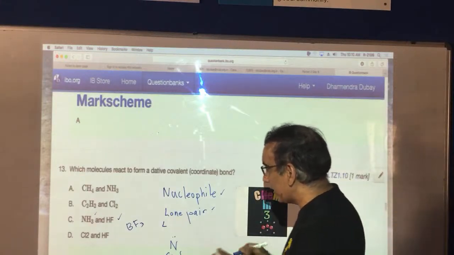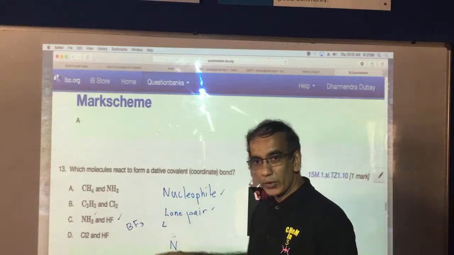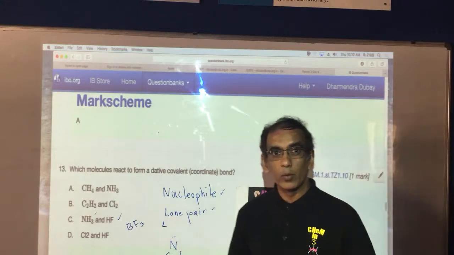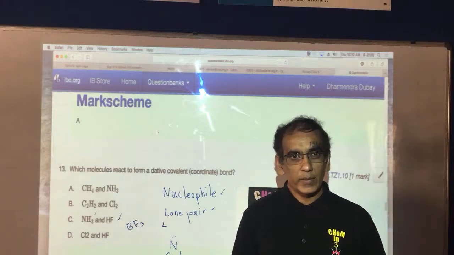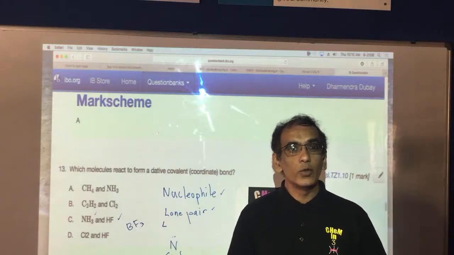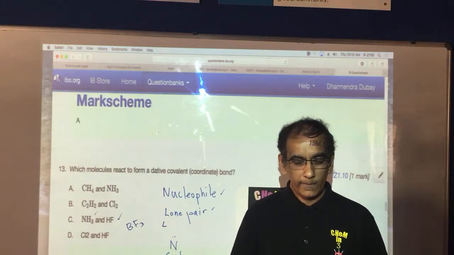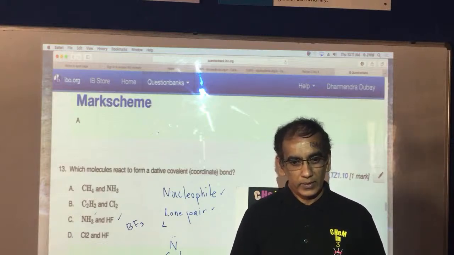The ligand is the thing that has the lone pair. But ligand is also a nucleophile. It's also a Lewis base. It's all of those things. And depending upon what ligand you have, what is the effect on the transition metal? Why is it important to know what ligand you have when you are studying transition metal complexes?